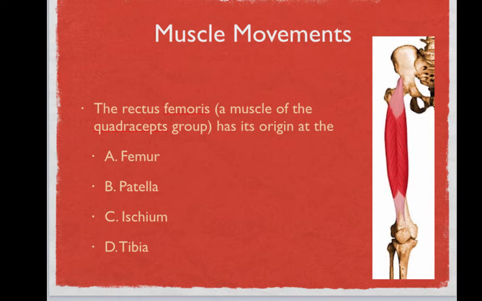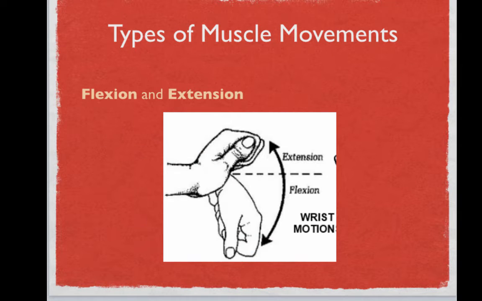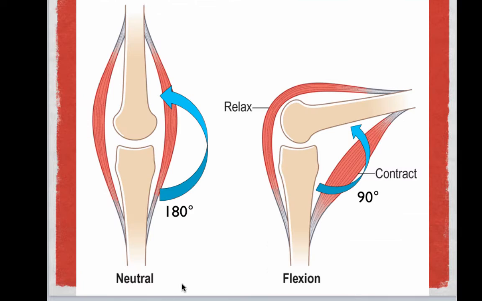Here's another one. Now let's talk about types of movements that muscles can cause. These first two types of movement, flexion and extension, are opposites of one another. In this slide, we can see a very simplified joint. We can see that two bones come together, and when they're in neutral position, they are at a 180-degree angle to one another, so in a straight line.